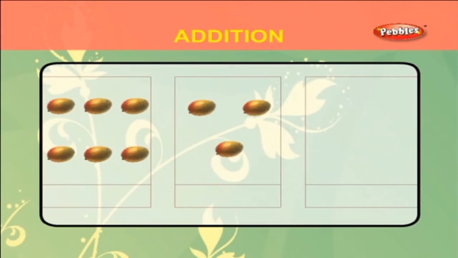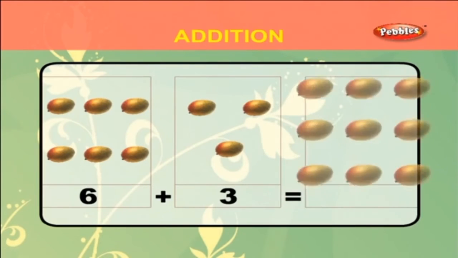Let us see one more example. There are 1, 2, 3, 4, 5, 6 mangoes in box 1 and 1, 2, 3 mangoes in the second box. Therefore, 6 plus 3 is equal to 9.